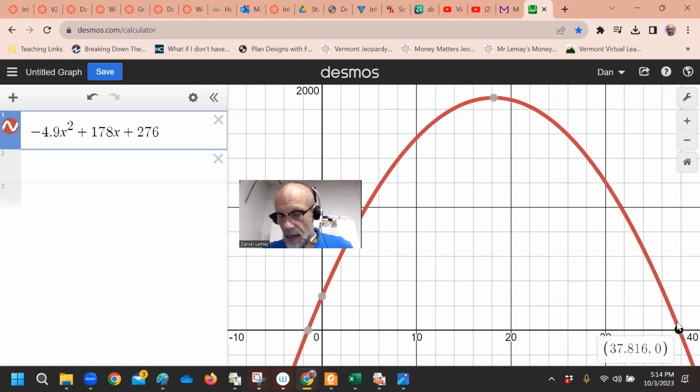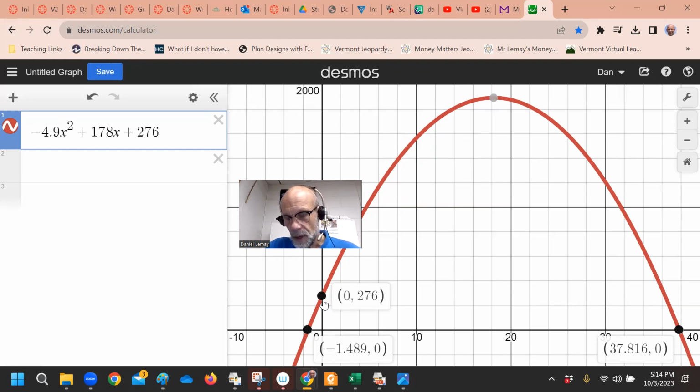And so it splashes down at 37.816. Okay, so that's when it hits the ground. Now, there's another zero over here, but that's backwards in time, negative 1 minute, so that doesn't make any sense. It looks like this rocket, based on this model they gave us, was launched 276 feet above sea level.